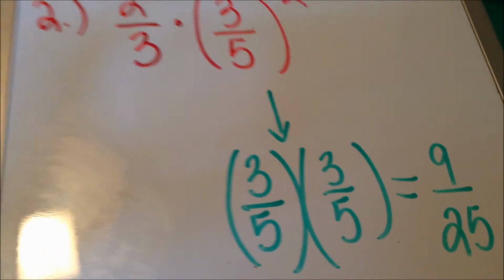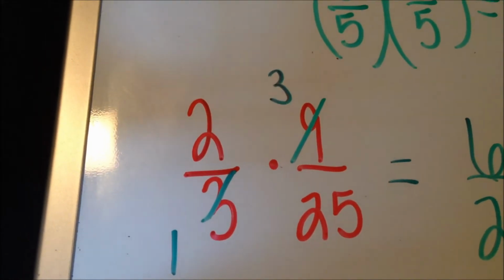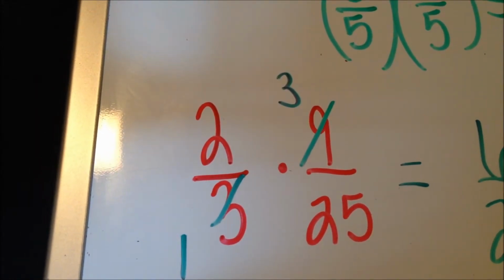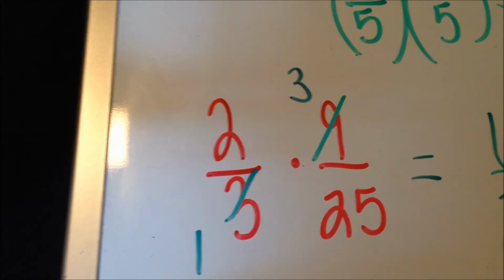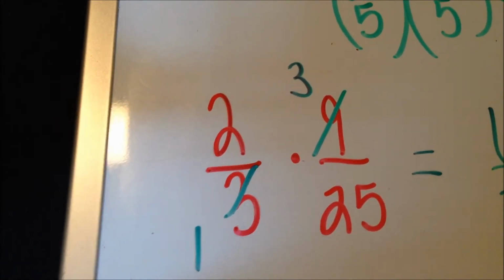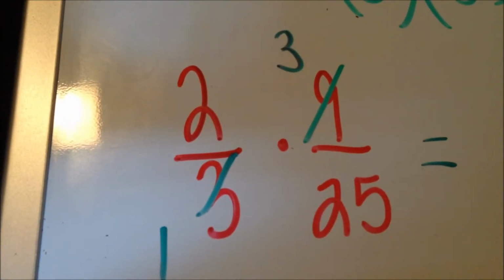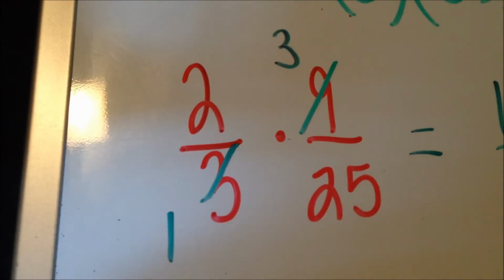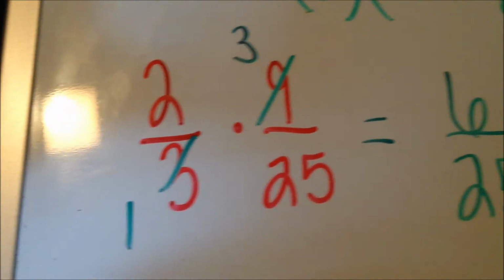So now we have 2/3 times 9/25. All we have left to do in terms of the order of operations is to multiply. And because we're multiplying, we can possibly cross-reduce. You'll notice that the 9 cross-reduces with the 3. 2 and 25 cannot cross-reduce. So we end up with a final answer of 6, 2 times 3, over 25, 1 times 25.